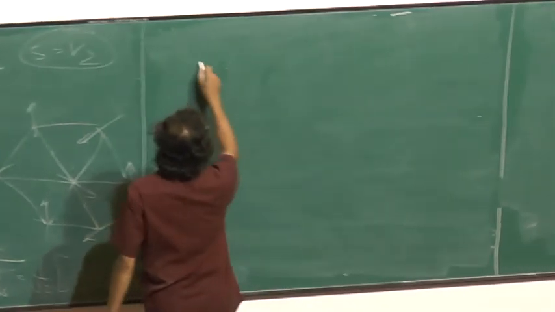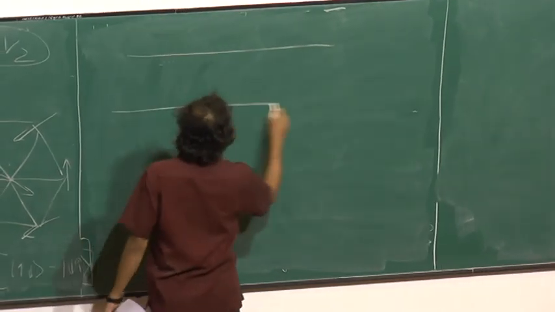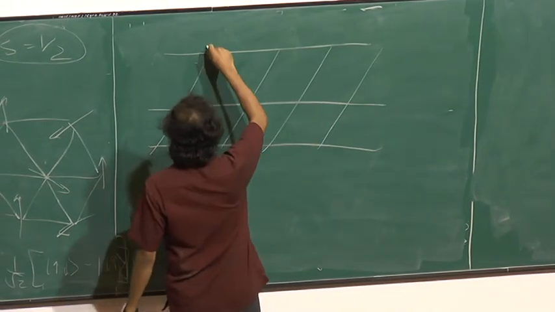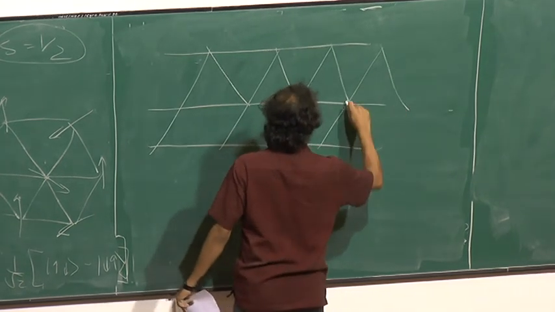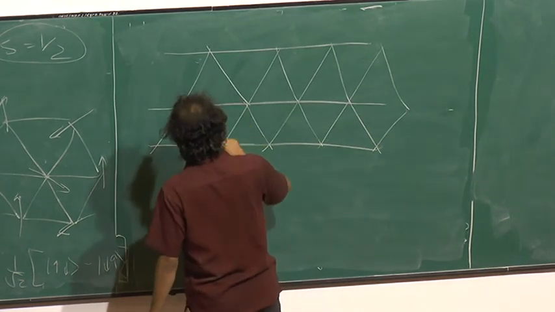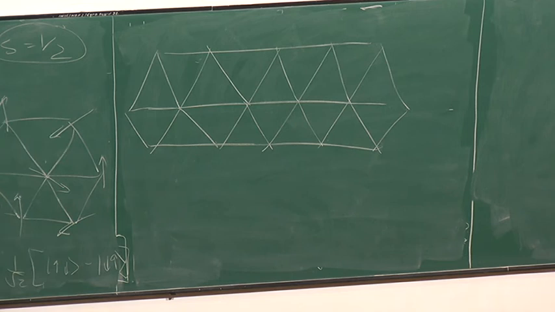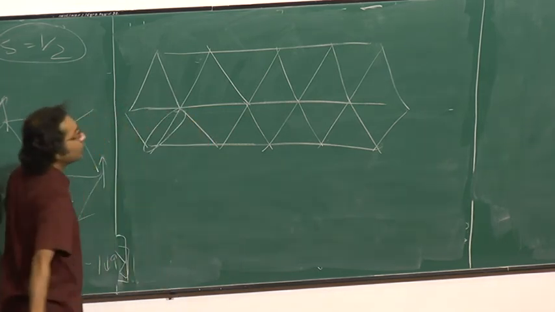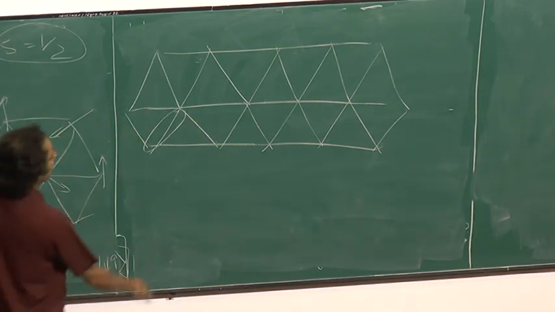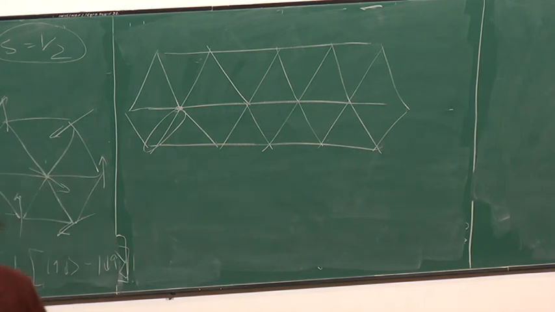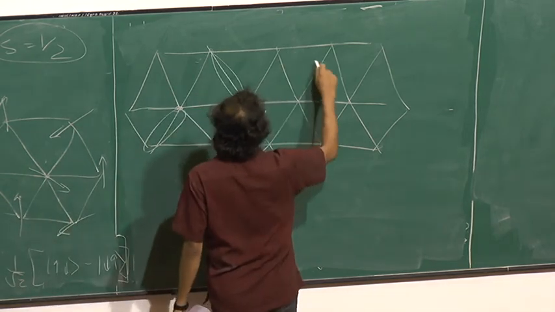So let me take this triangular lattice. Okay. In this case, also assume that these dimers only form between nearest neighbors. So again, I have different ways of covering this lattice. At every site, I have one dimer. That's the only constraint, that a spin can form a dimer only with one other spin. And so I have various ways to tile this.